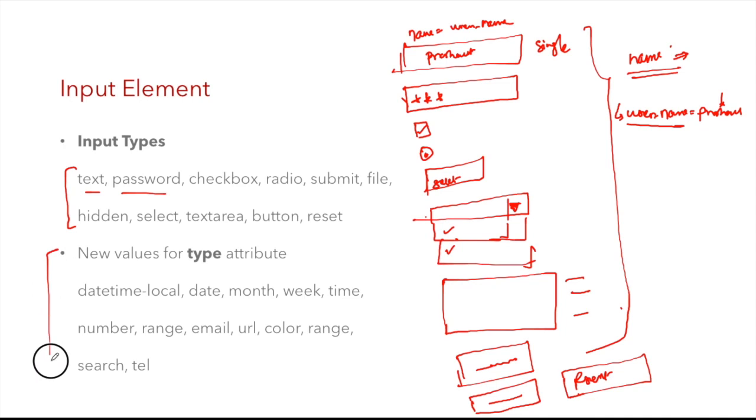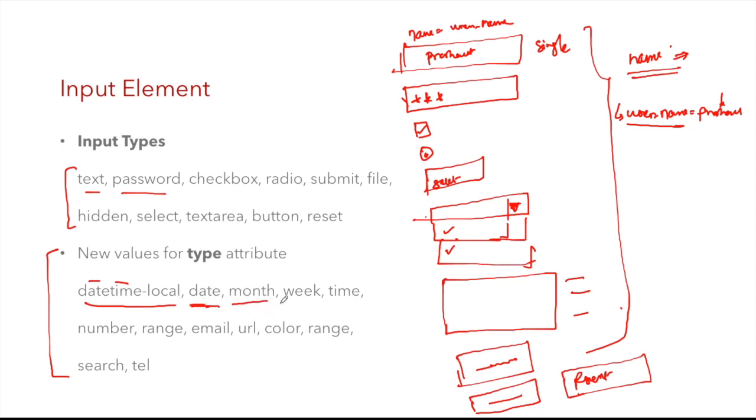Then in HTML5, they have added a few more important input elements. So datetime-local basically gives you the opportunity to select date and time at the same time. Then you have a separate date field wherein you can select the date.